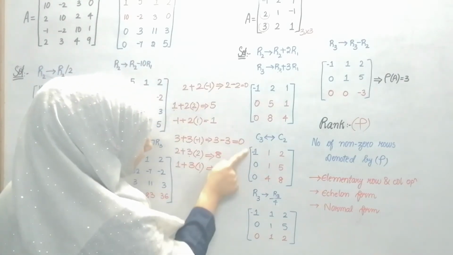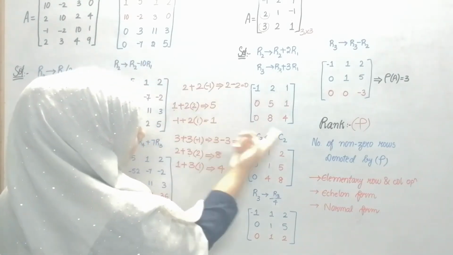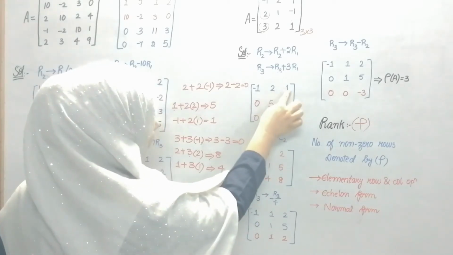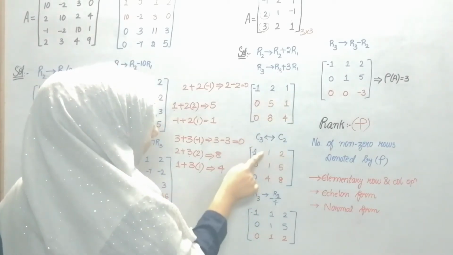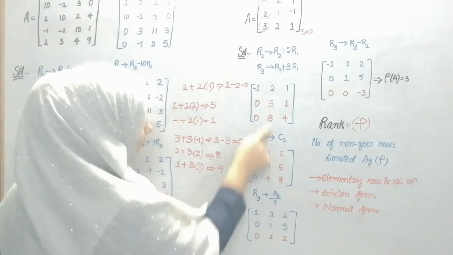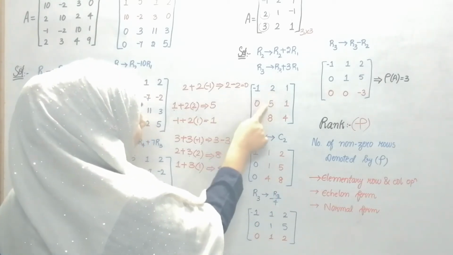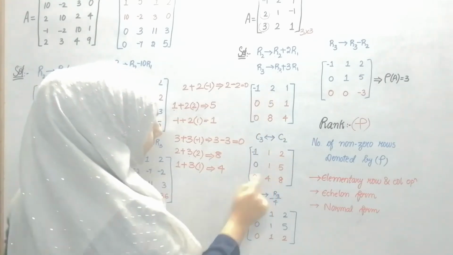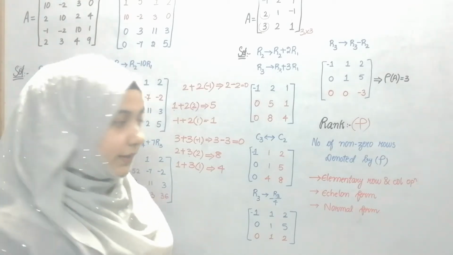Column 1 will remain as it is: -1, 0 and 0. Interchanging these two, the second column will be 1, 1, 4. Done. Next, 2, 5 and 8 will be the third column. Clear?